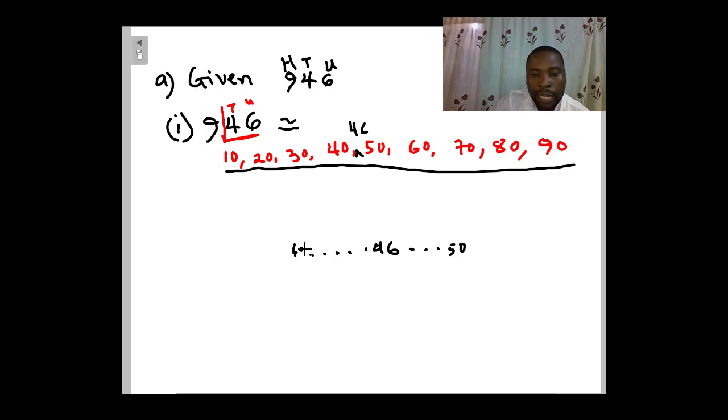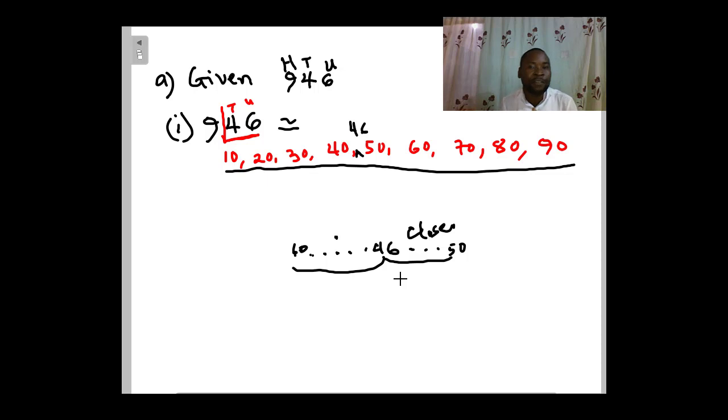Look at the distance from 46 to 50 and from 46 to 40. Which distance is longer? Of course, it is longer this way. The distance is closer between 46 and 50. That means 46 is closer to 50 than it is to 40. Remember, both 40 and 50, they are tens.